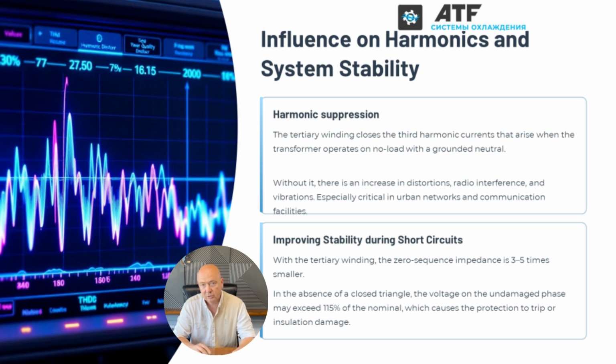Reduction of zero-sequence impedance. In the case of a single-phase short circuit, the impedance of the zero-sequence path is a key parameter. With a tertiary winding, this impedance is 3 to 5 times lower. That improves stability during short circuits and reduces overvoltages on healthy phases. For example, without a closed delta, the voltage on the opposite phase may exceed 115% of the nominal value. This can trigger unwanted protection or even damage the insulation.